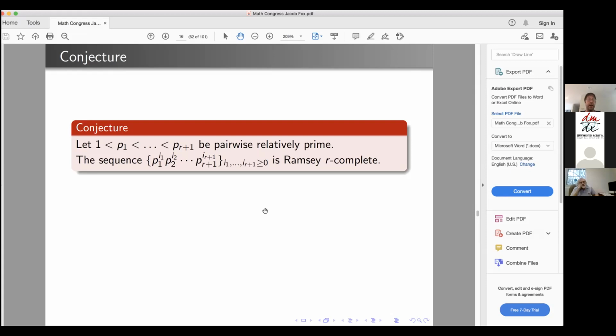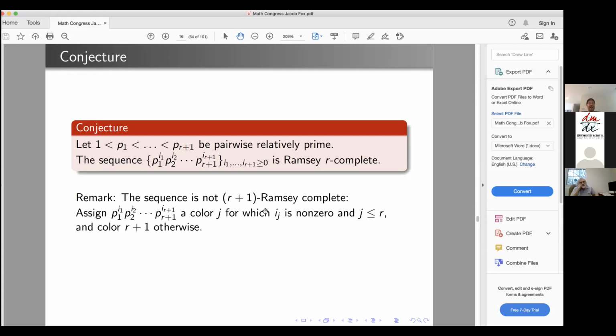So I'll leave this here: you assign the color j for which i_j is non-zero and j is at most r. Or if your product is not of that form, then it just has to be a power of the last one, p_{r+1}, and then you can color those with color r plus one. Those are too sparse to get you enough elements. And for the other ones, for modularity reasons, you don't cover more than a constant density of the positive integers. So you can put it all together and you will have missing integers that can't be represented as a monochromatic subset sum in this r plus one coloring. But it's likely Ramsey R complete, and that's what this conjecture is. I think it's a natural problem that we left open.